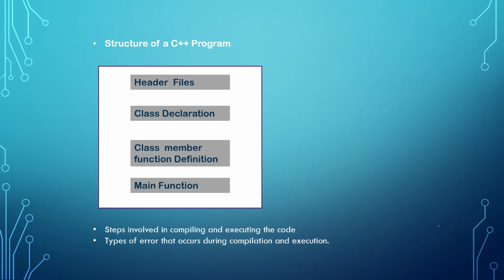We have seen the structure of a C++ program, the steps involved in compiling and executing the code, and the types of errors that occur during compilation and execution.